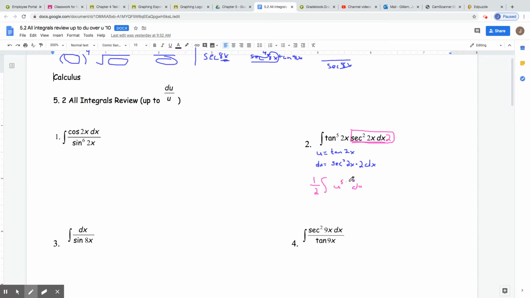So this is not a du over u. It's just a normal trig one that you guys have done before. Now we just integrate it. It's 1/2 u to the 6th over 6 plus c, where u to the 6th is tangent 2x to the 6th power, so we get tangent 2x to the 6th over 12 plus c. And there is your answer for number 2.